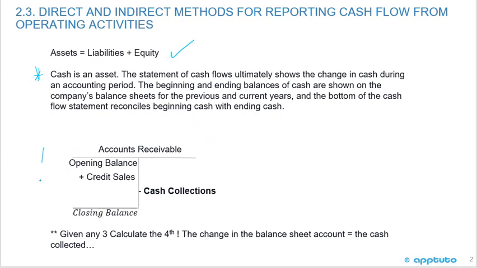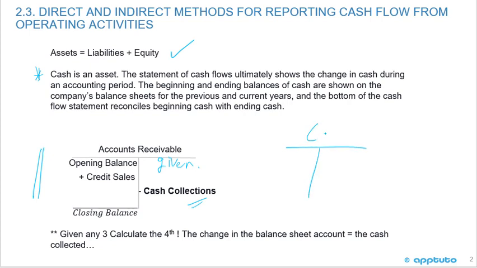Then we often use T accounts to calculate the movements in cash. This is just a quick example using accounts receivable. We have our opening balance, which is given from the balance sheet. That is the end of last year, which is the beginning of this year. Plus our credit sales minus our cash collections is going to be our closing balance for accounts receivable.